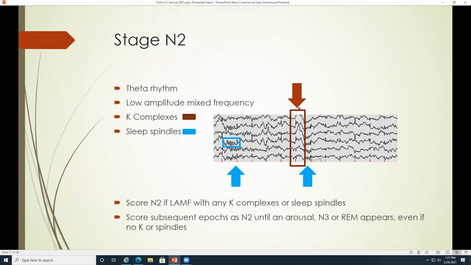If someone is in N2 and they have an epoch with a K complex in it, and the next epoch doesn't have a K complex in it, it's still N2. You don't revert back to N1 at that point. So you want to score N2 if there's low amplitude mixed frequency and any K complexes or sleep spindles. And you want to score all subsequent epochs as N2 until something breaks up that sleep, whether it's a jump to N3, a jump to REM sleep, they wake up, or they have an arousal. And again, that's even if there are no more K complexes or sleep spindles.